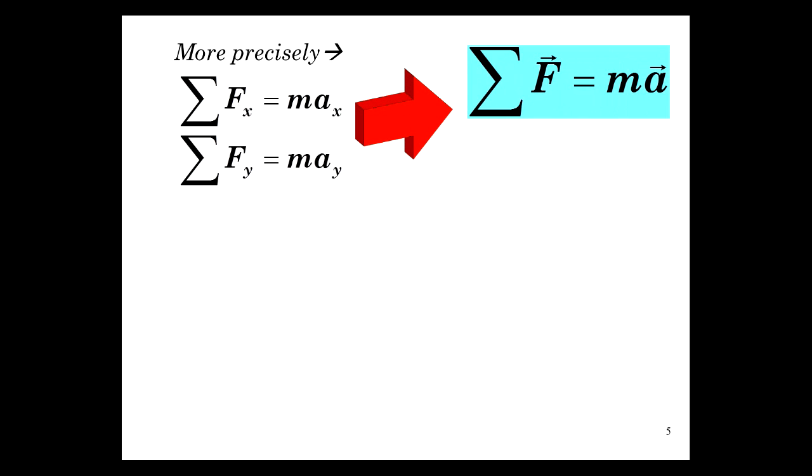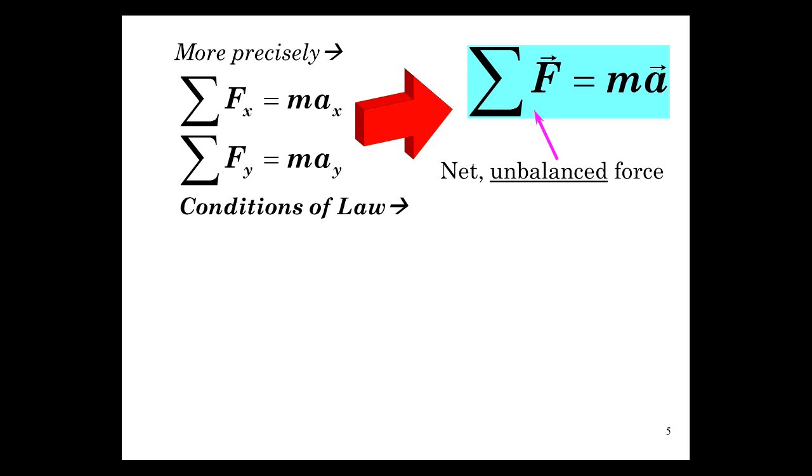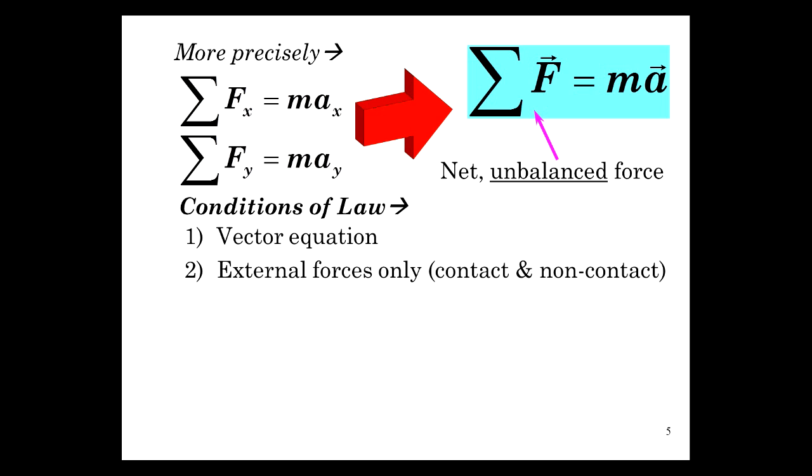So speaking more precisely, we really need to break these forces into their individual dimensions, x and y. And then, taken together, we have the sum of the vector forces is ma. This is the net unbalanced force acting on an object in the x direction, y direction, z direction, and I suppose I could say etc., but we'll limit it to that. Conditions of the law: it's a vector equation. It's only corresponding to external forces, contact and non-contact, but they have to be external.